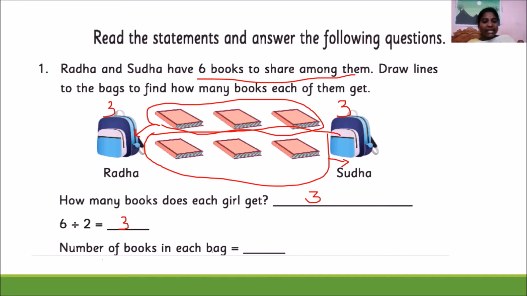Number of books in each bag is 3. Here we have 3 books in each bag. Now what we have done is we have equally shared the books among Radha and Sudha.